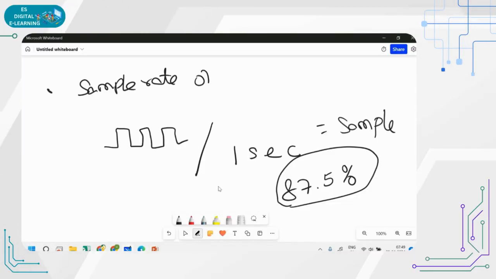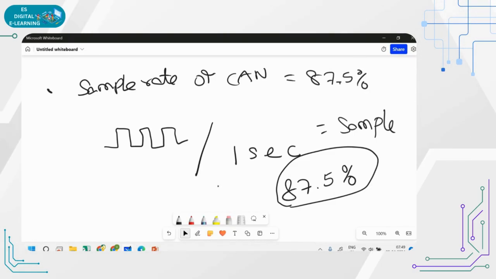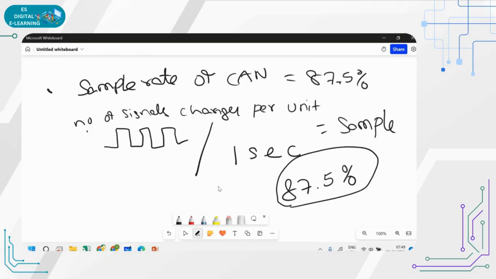Sampling rate of CAN is 87.5%. What is the sampling rate? Sampling rate is the number of signal changes per unit of time.